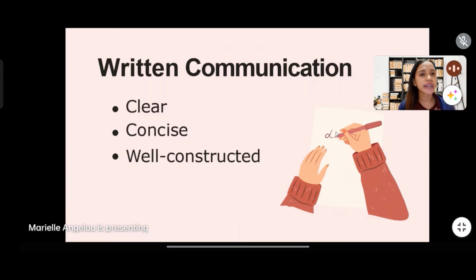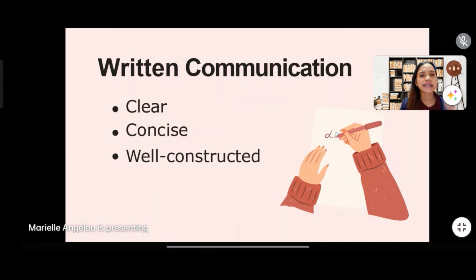We have three characteristics of a well-written communication. First is clear, second is concise, and third is well-constructed. But what are the differences among these three characteristics? Let's have the first one. Written communication should be clear. In short, it should not cause confusion on the part of the reader. You should be direct to the point, straight to your message, without using any figurative languages.